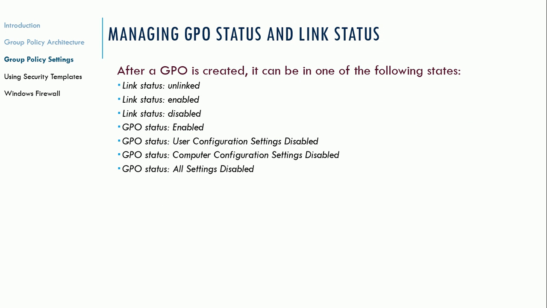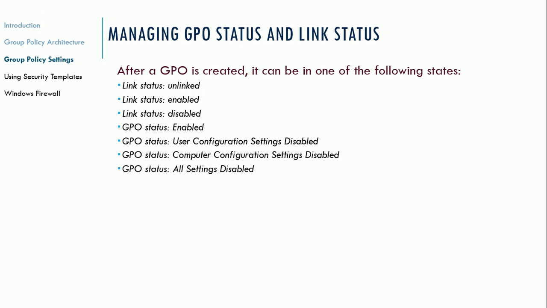All right. So managing GPO status and link status. After a GPO is created, it can be in any of the following states that you see here. So you can see here, for example, you can have an unlinked GPO. The link could be enabled or disabled. And then the GPO itself could be enabled, the user configuration settings disabled, computer configuration disabled, or all settings disabled. So those are the various states that you can have for both the GPO and the link.